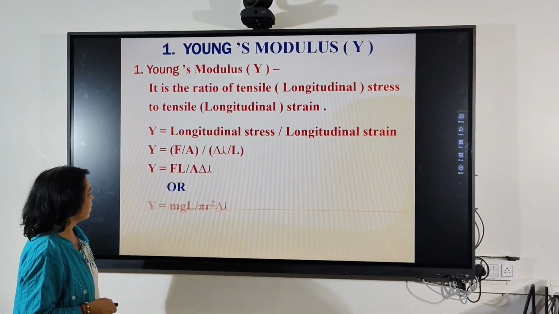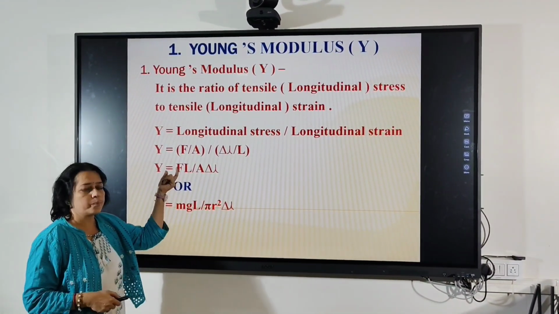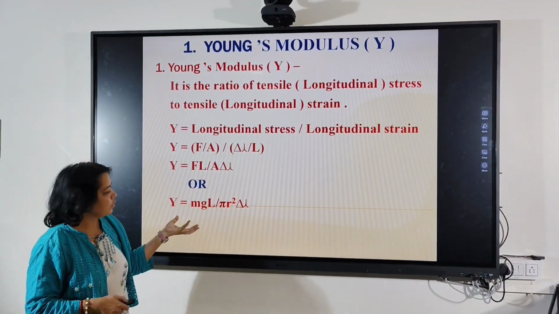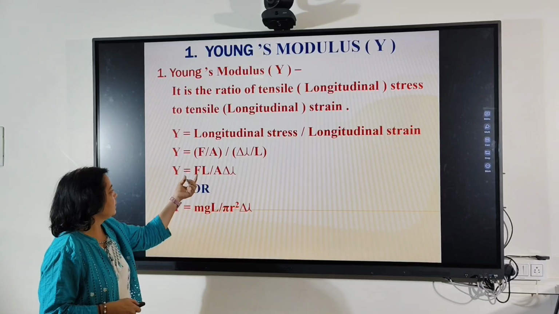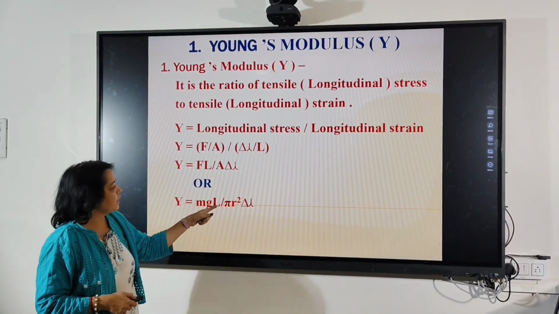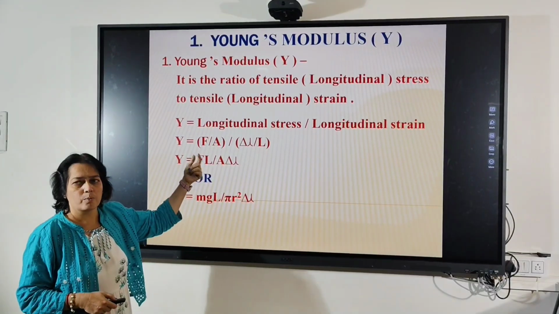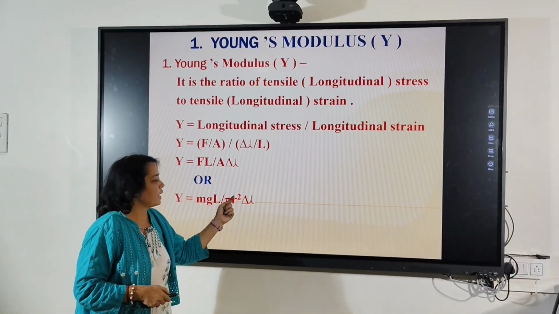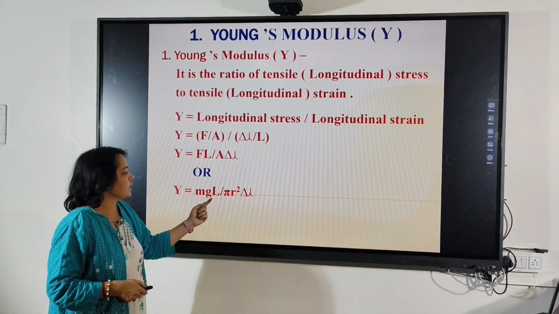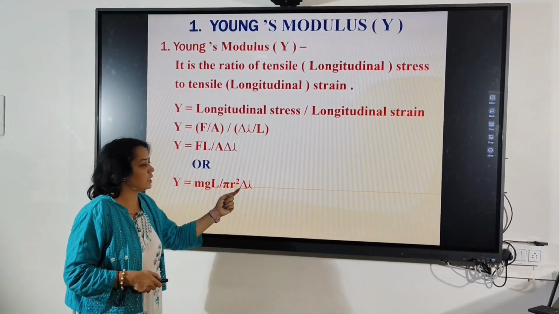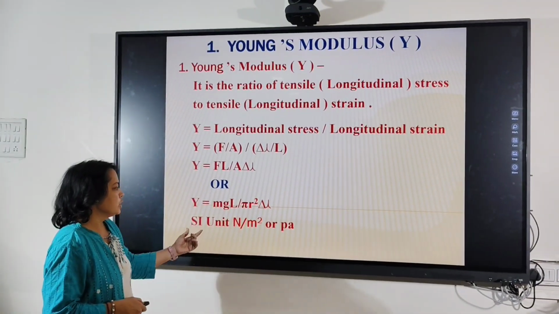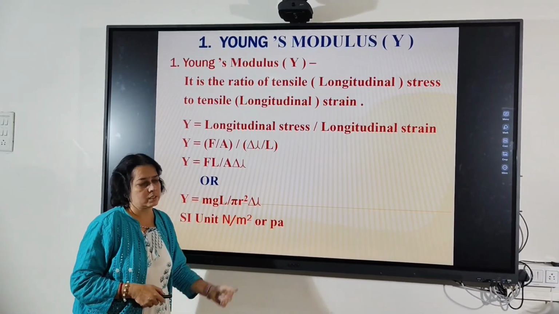This is Young's modulus. Y is equal to F, where F means force or weight which we attach to the wire, and weight means m into g. Therefore, mgL divided by A, where A is the area of cross section of the wire, which is pi r squared. Therefore, its formula is Y is equal to mgL divided by pi r squared into delta L, and its SI unit is Newton per meter square or Pascal.